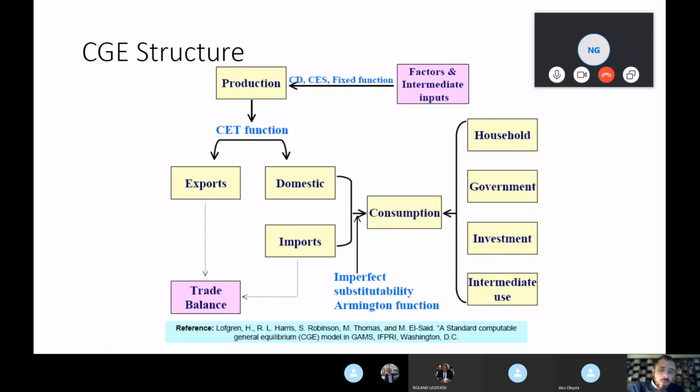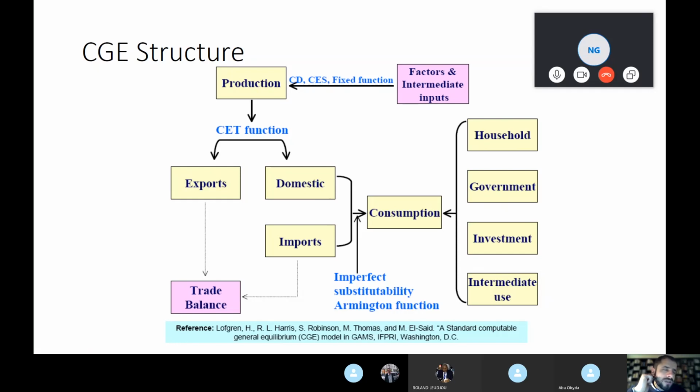Once we produce, our goods that are produced will go either to the domestic market or they will be exported. If they are offered on the domestic market, it will be domestic sales. If they are exported, this will figure under the exports side. And as you can see here, exports and domestic demand are combined through what we call a constant elasticity of substitution function.